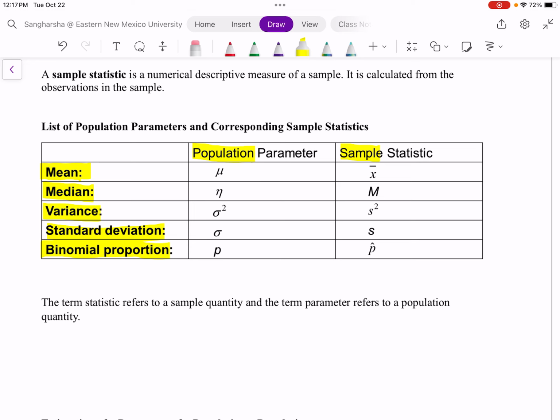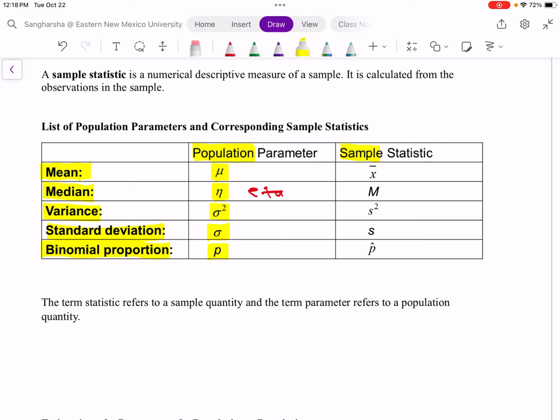It depends. Now, if we have a population, we all have seen this. We use mu. I think we also talked about this in our previous chapter. So we use mu to denote the mean of a population. We use eta to represent the median of our population. We use sigma square to represent the variance of a population, sigma for the standard deviation of a population, and p for the binomial proportion for the population.